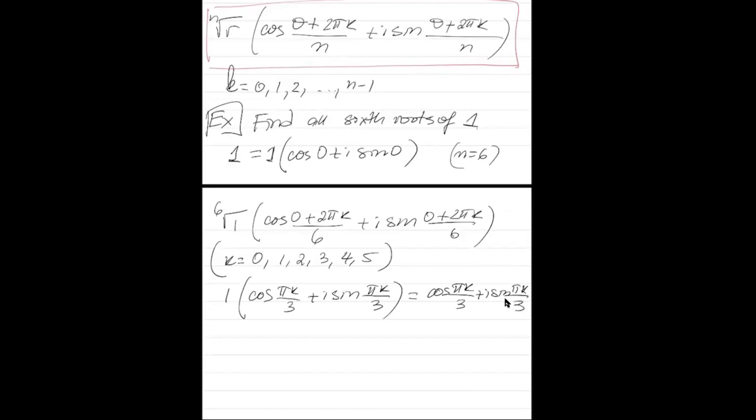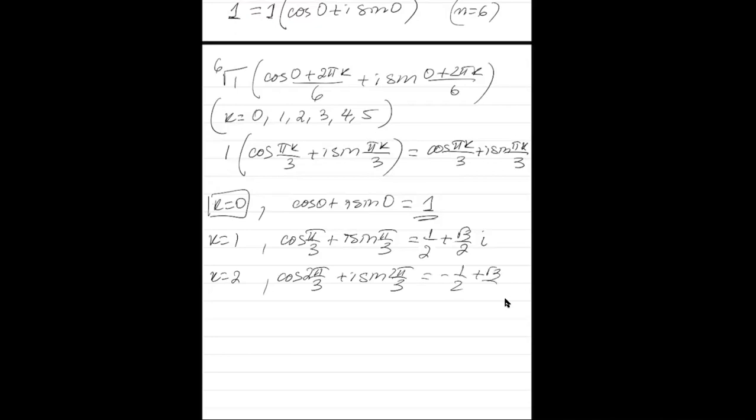Now for different k. If k equals 0, you're going to get the first one, which is cosine 0 plus I sine 0. Sine of 0 is 0, so that's equal to 1. So for k equals 0, you get 1. The first one, it makes sense. The sixth root of 1 is 1. One of them. That's the real one.